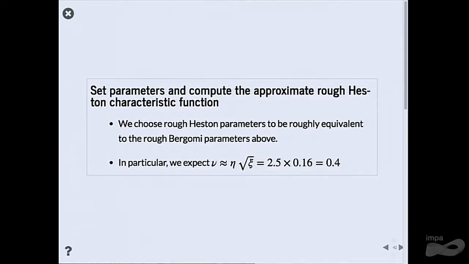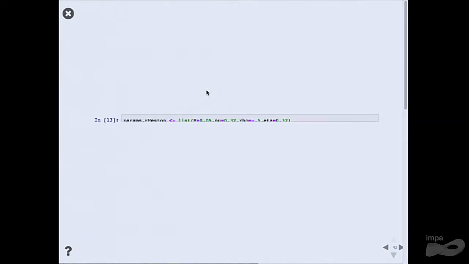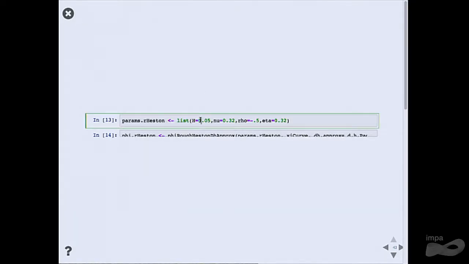So now let's compute the approximate Ruff-Heston characteristic function. And we choose the Ruff-Heston parameters to be roughly equivalent to the Ruff-Bergomi parameters that we already cooked up there. In particular, we expect the vol-of-vol in the Ruff-Heston model to be of the order of the vol-of-vol in the Ruff-Bergomi model times the square root of variance, right? So remember, we set that to be 16 vol flat. So it should be 2.5 times 0.16, which is 0.4. And actually, having said we're going to do that, I played with the numbers a bit more.